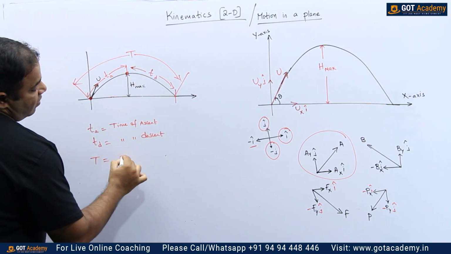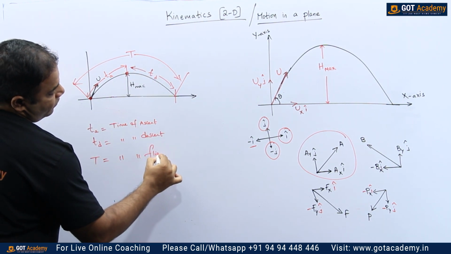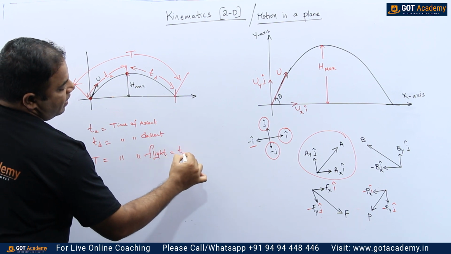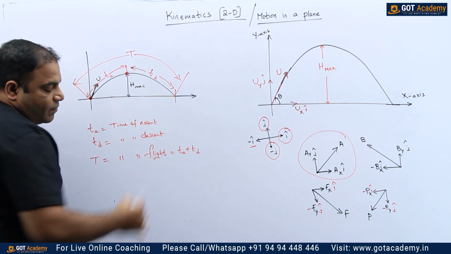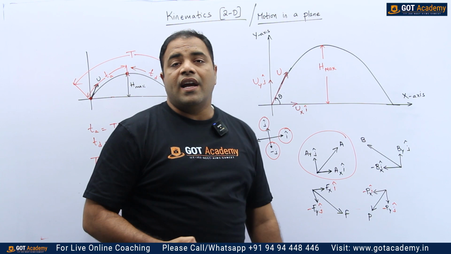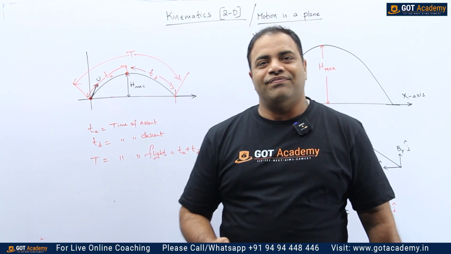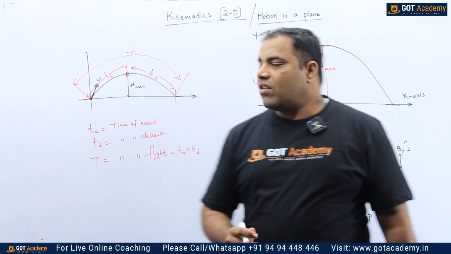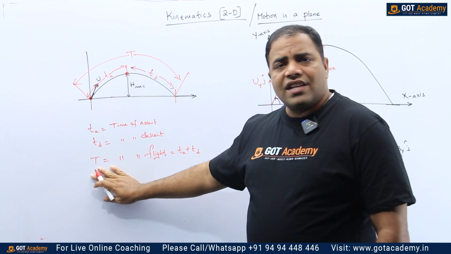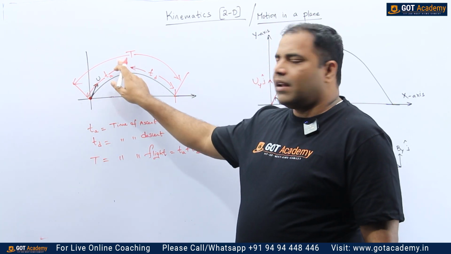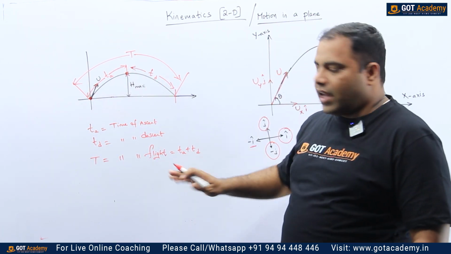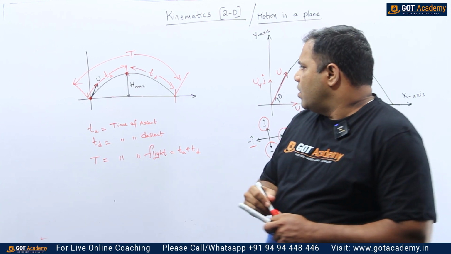So this capital T is called the time of flight, which is nothing but ascent plus descent. The total time taken by the body to remain in air is known as the time of flight, which is actually the sum of ascent and descent. Okay, so these things we are going to study now.